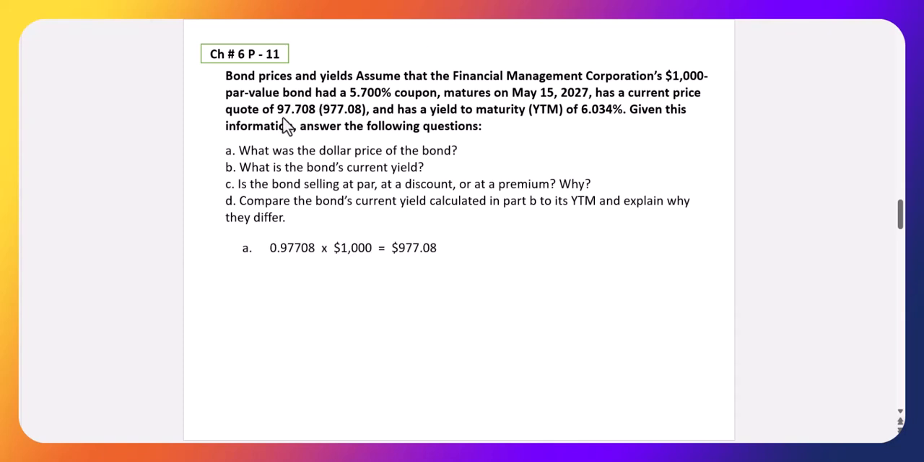When a bond is quoted at 97.708, it means that it's 97% of the face value of the bond. Bonds are sold in increments of 1,000. So for each bond, if we multiply 1,000 by its percentage of 0.97708, we derive an answer for the dollar price of the bond being $977.08.